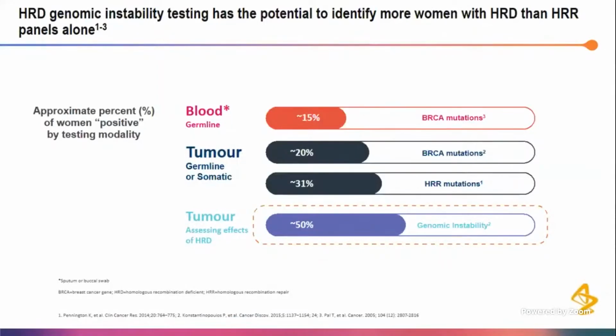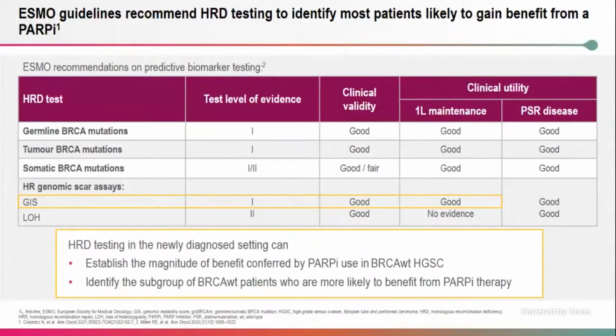Sir, thank you. So that's the importance of HRD, that we are able to identify more patients. Next slide. So HRD testing in the newly diagnosed setting can establish the magnitude of the benefit confirmed with PARP inhibitors in BRCA mutated ovarian cancers, and identify the subgroups of BRCA wild-type patients who are more likely to benefit from PARP therapy. Next slide.